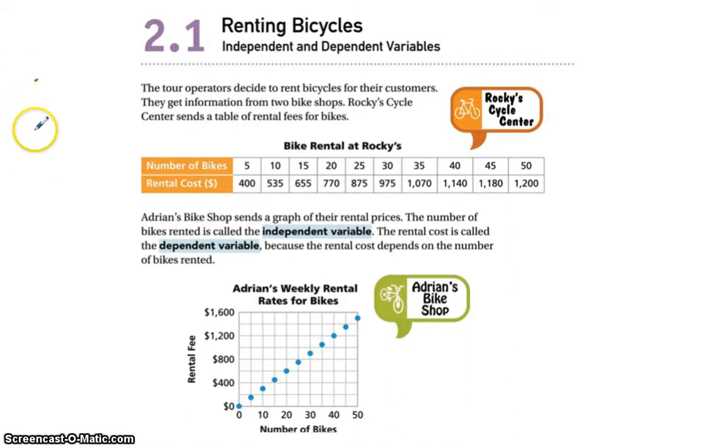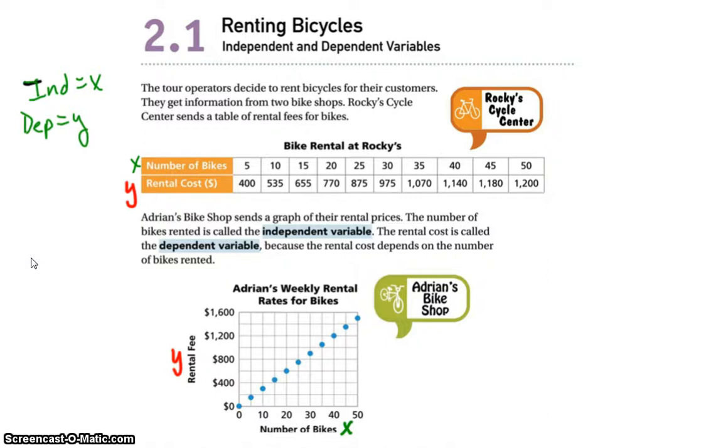Okay, typically in math, the independent variable is on the x-axis. So we are going to write that down. So the independent variable equals the x, and the dependent variable equals the y. Okay, so in a chart, this is our x, and this is our y. Over here, the y is the rental fee, and down here, the number of bikes is our x. All right, so let's get into the investigation a little bit.